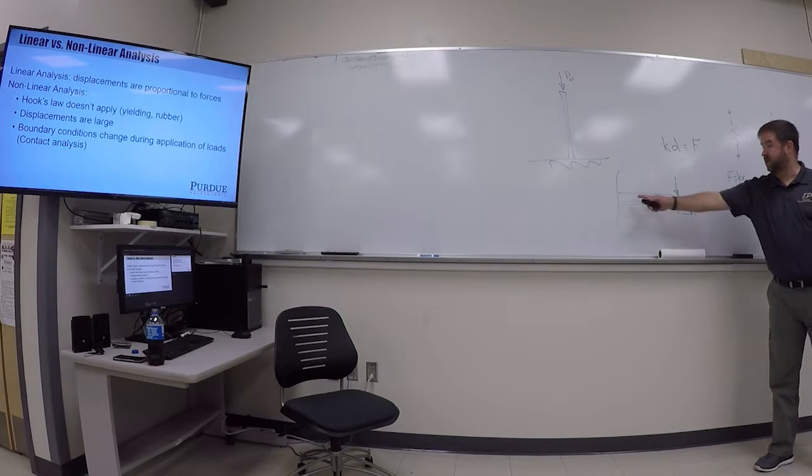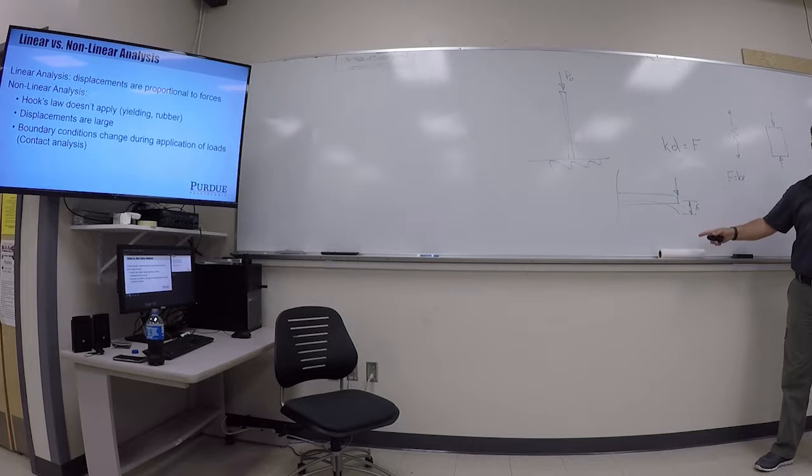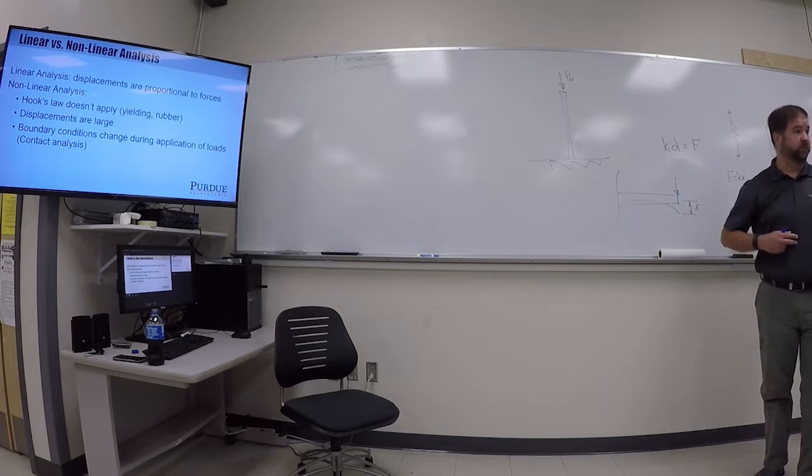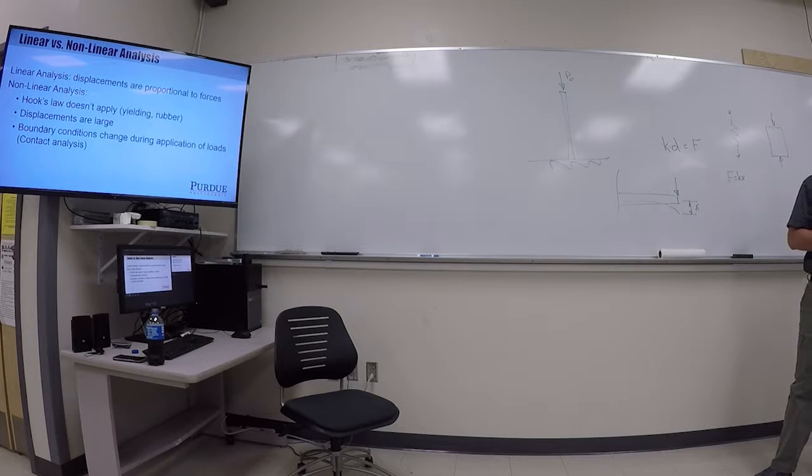But if this is 10 inches long and I'm deflecting it 10 inches, that's a large displacement, and the equations that I find in the back of the book, in the 211 book, are probably not going to give me a good answer of what those deflections actually are. Okay? So I'd have to turn to something like a nonlinear FEA analysis to predict what those actual displacements are if I have large displacements.